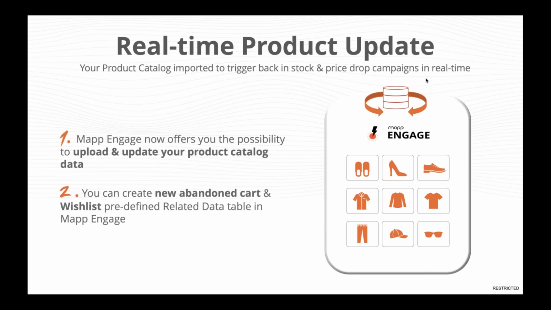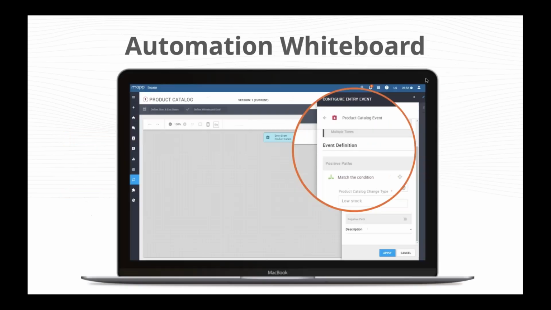And also, there are some additional tables that you can now take advantage of, things like the abandoned cart table and wish list. Again, all those things were already possible in Mapp. You could have created any table you wanted, but we have pre-created those tables to facilitate a quicker creation of those specific use cases, like back in stock and price drop campaigns in real time. So Z, why don't you walk us through it?